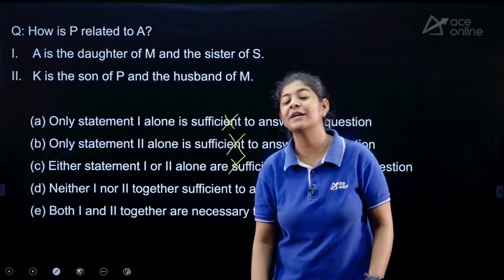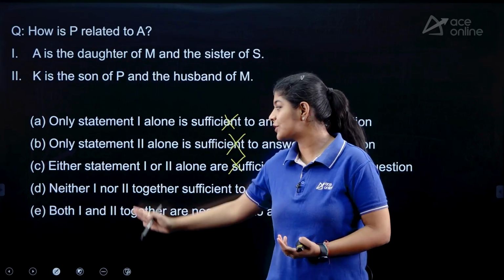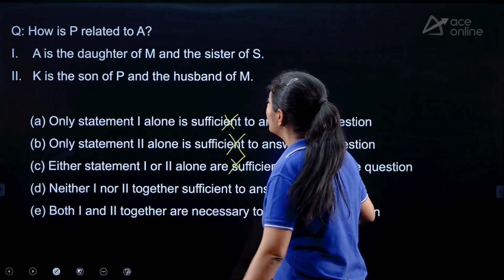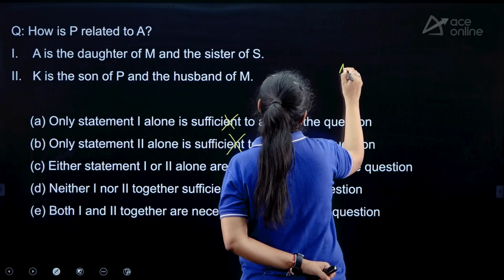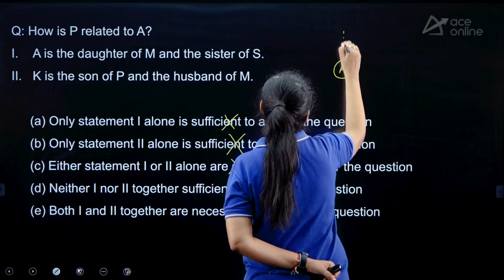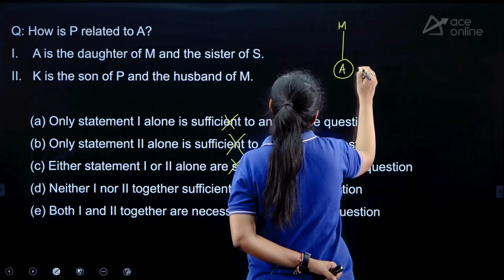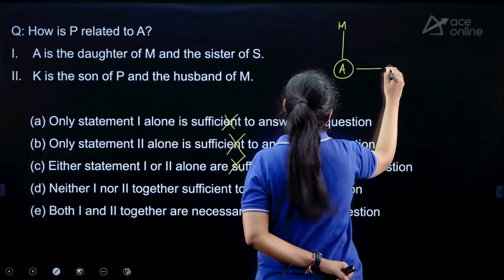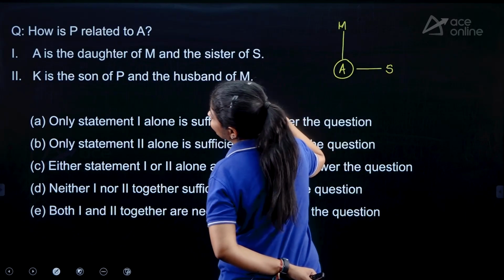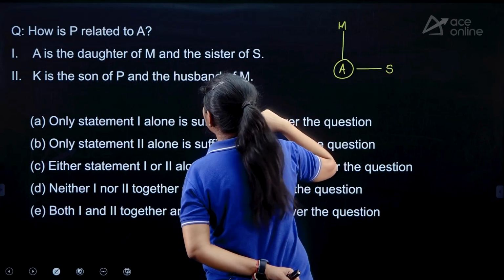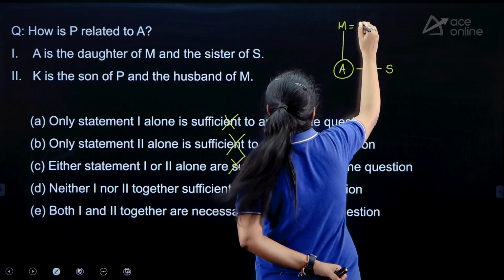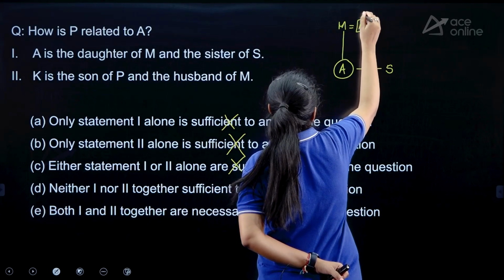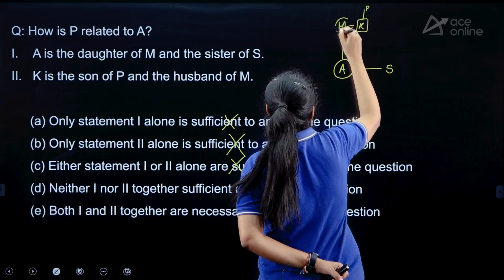We are just going to merge them together just to check whether option number E is correct or not. So A is a daughter of M and a sister of S. Okay, so A is a sister and daughter of M, and here we are having S, right? Okay. K is a son of P and a husband of M. Okay. K is a husband of M, and here we are having P, right?